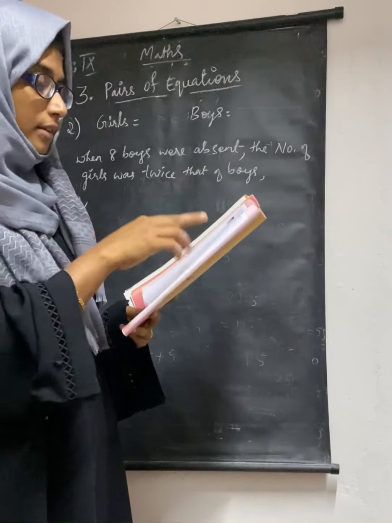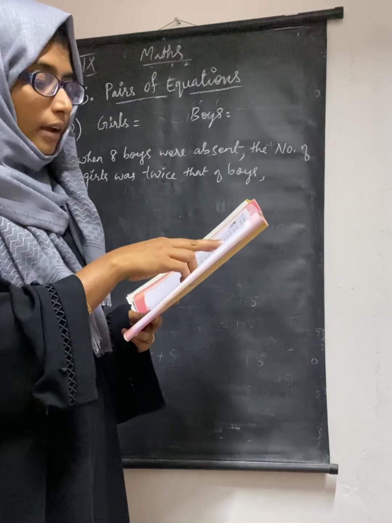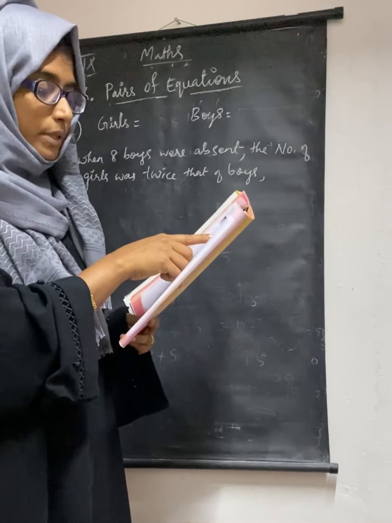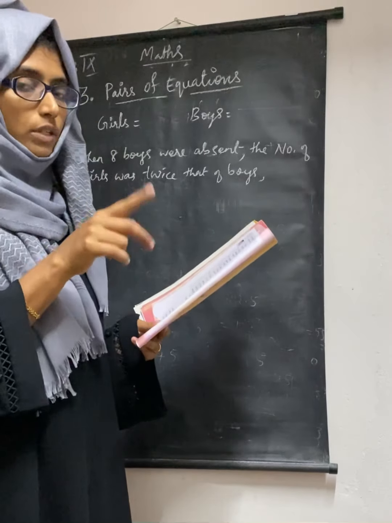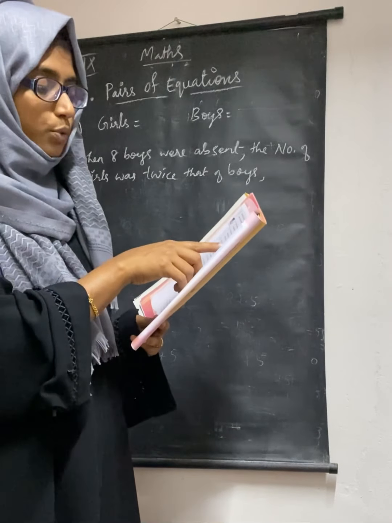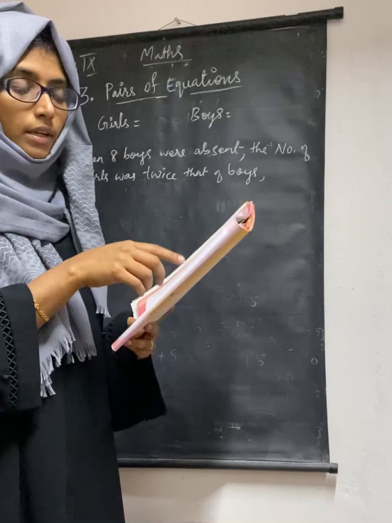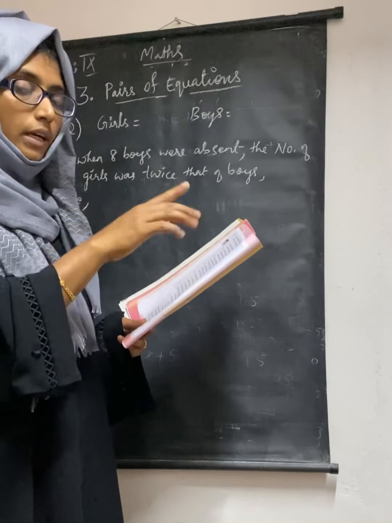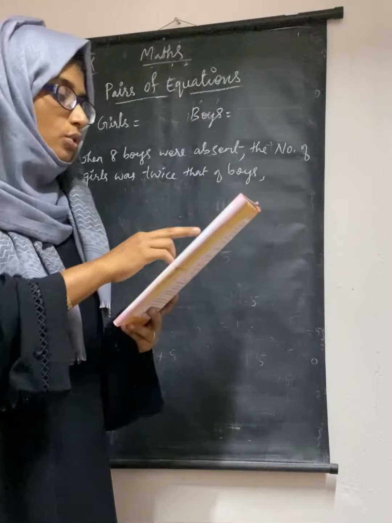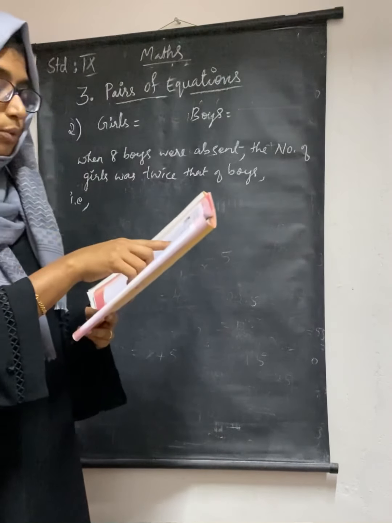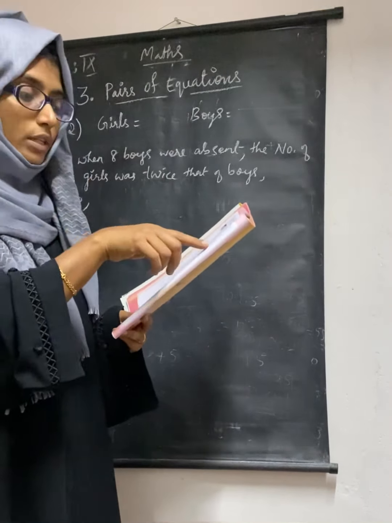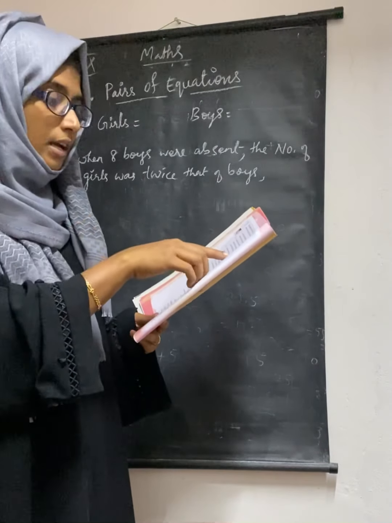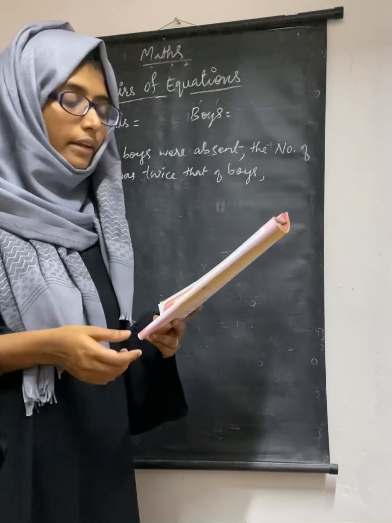On a day when only 8 boys were absent, the number of girls was twice that of the boys. When 8 boys were absent, that time the girls are all present. So that time the number of girls was twice that of the boys after minusing the 8. How many girls and boys are there in the class?